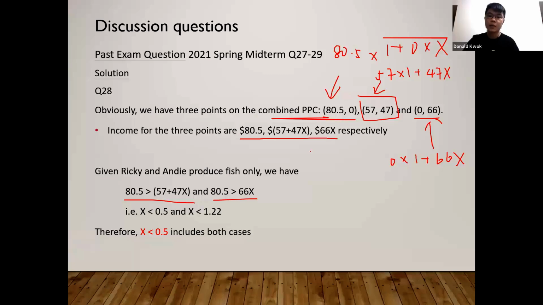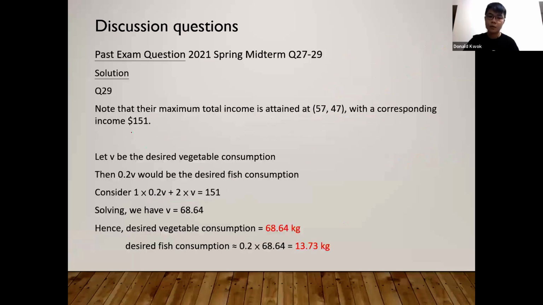And after checking, you will be able to find out that the kink point will give them a higher income, 151. So the remaining is to use the K method, the method that you should have learned in junior secondary school to help us solve this problem. Okay, so if V is the desired vegetable consumption, then 0.2V will be the desired fish consumption because fish to vegetables is 0.2 to 1, as mentioned in the question.